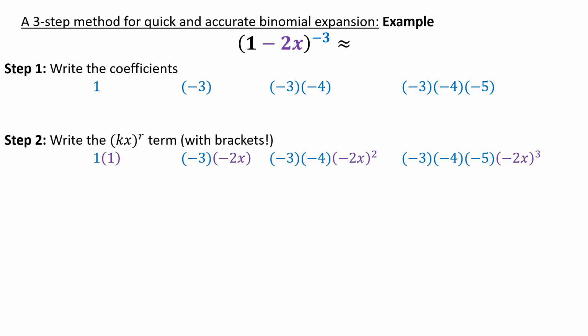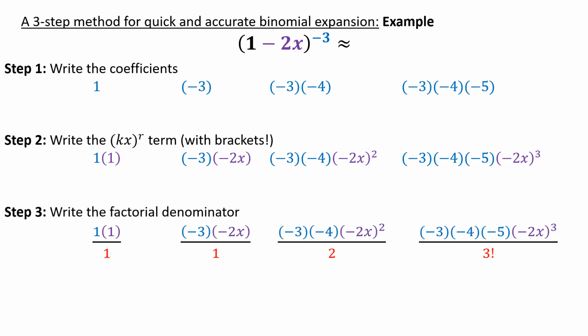Then the power of x. And because we have a minus 2x, we need to make sure not just the x, but also the 2 and also the minus go inside the brackets. So that when we're multiplying by (minus 2x) in a bracket squared, we're actually multiplying by 4x squared. So the minus signs will have an effect as well. You need to make sure they stay in a bracket so you can see how they're going to be affected. And the final bit is the factorial denominator.